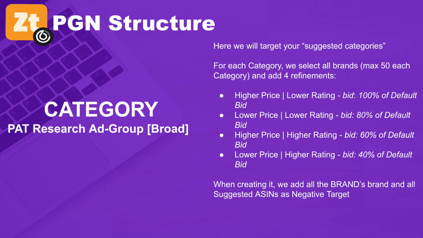The last segment is lower price and higher rating. With this segment, you'll have the smallest chance of conversion, and it is really more on what you offer and what difference is within your product compared to the one you are targeting, because you are selling something more expensive with a lower star rating. And that being said, we will only use 40% of your default bid.